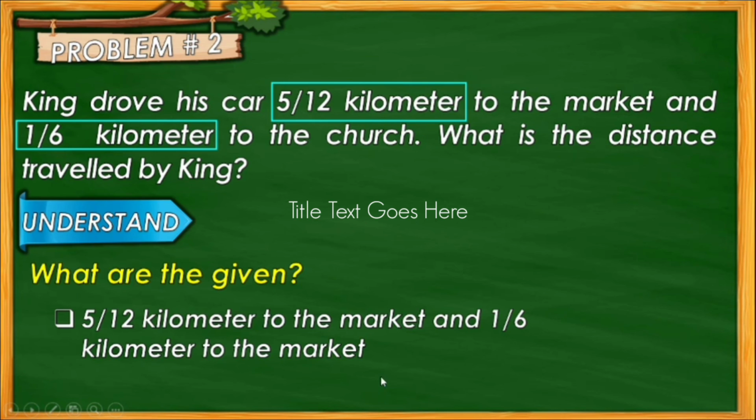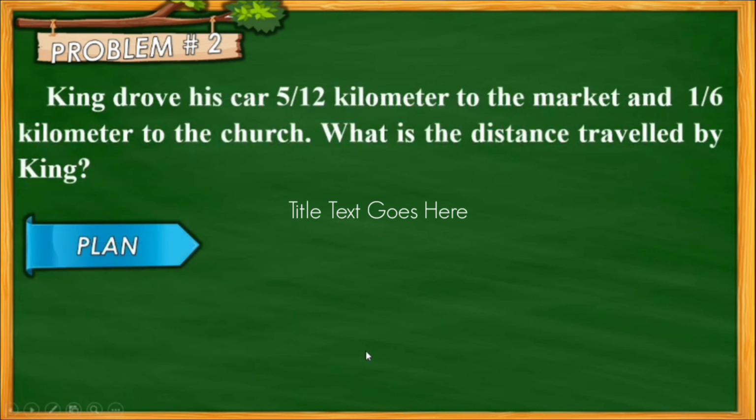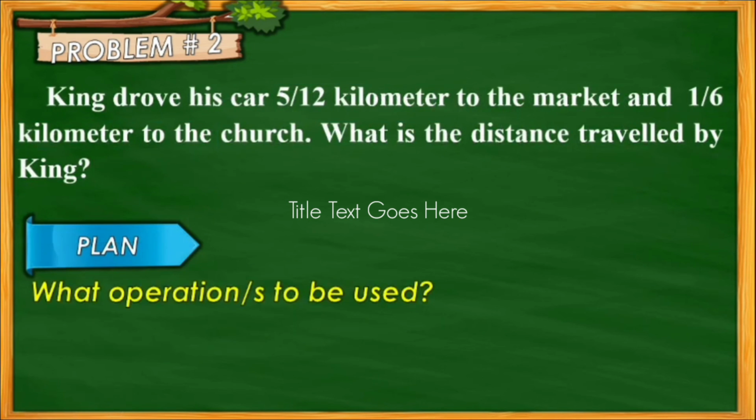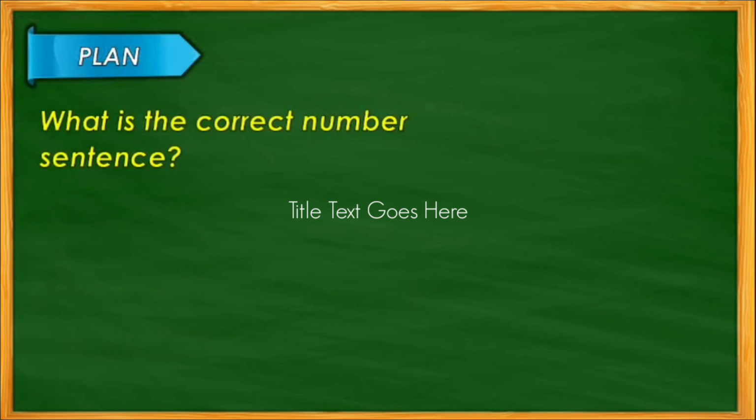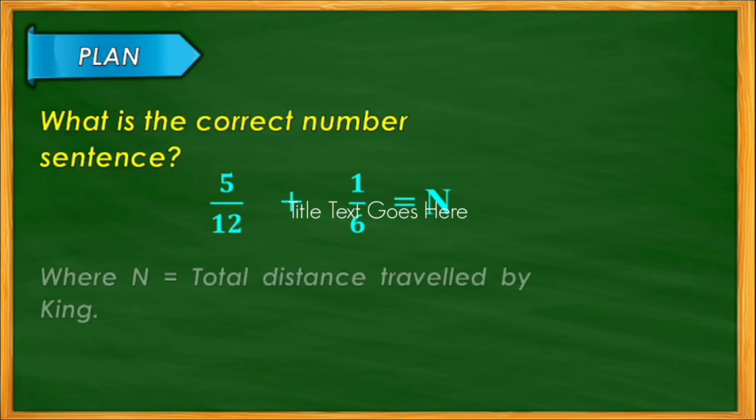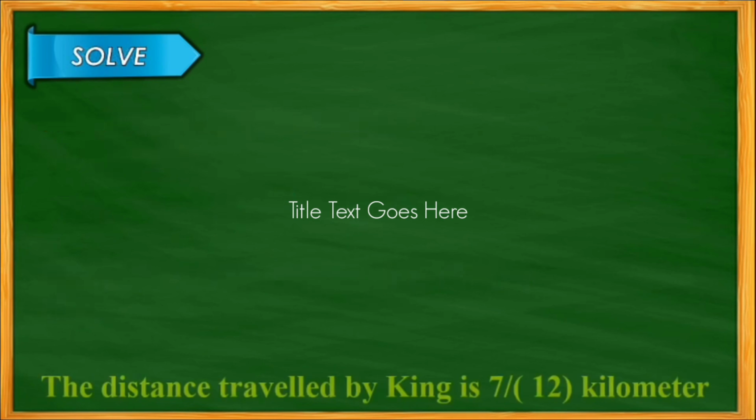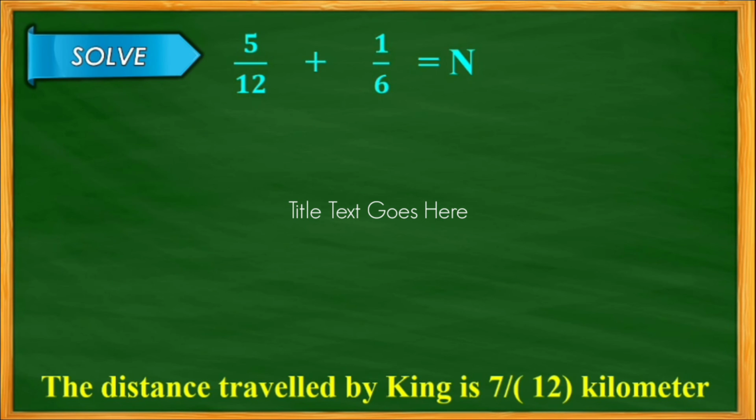1/6 kilometer to the church. And what would be the operation to be used? The operation to be used is to add. And what is the correct number sentence? The correct number sentence is 5/12 plus 1/6 is equal to n, where n is the total distance traveled by Kite. And so, okay, so we have already the answer.